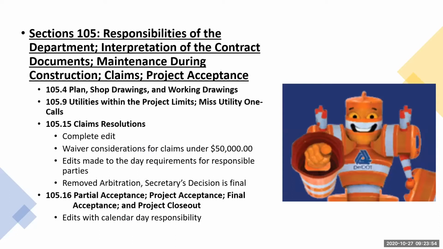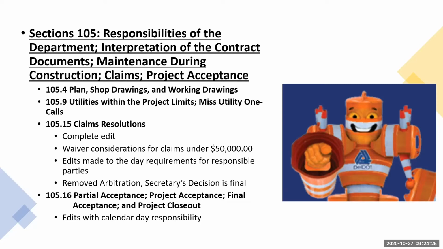This is where the claim sections would be. We've added some language into the waivers of up to $50,000 to allow for some movement of these particular actions, and also the final decision is the secretary's decision, so we removed arbitration. I know this has been shared amongst the groups. I'm just pointing it out.